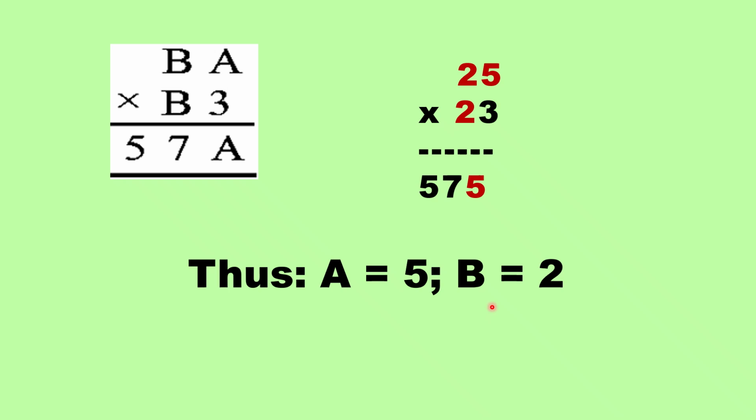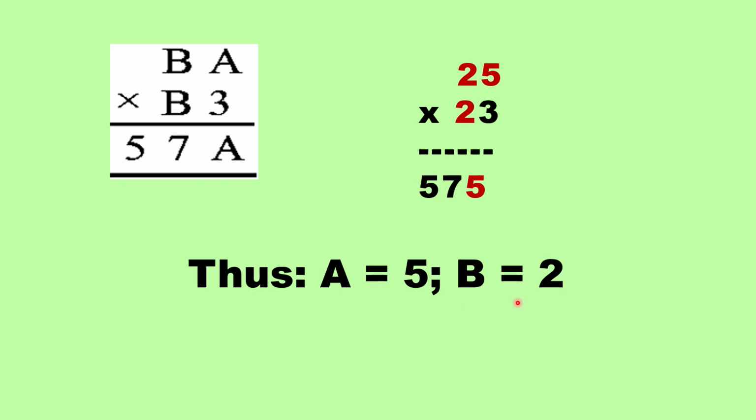Now we will discuss why we did not take that first one, 3 into A, why we did not take A equal to 0. We took A equal to 5. Why did we not take A equal to 0? Because 3 into 0 will give you 0.